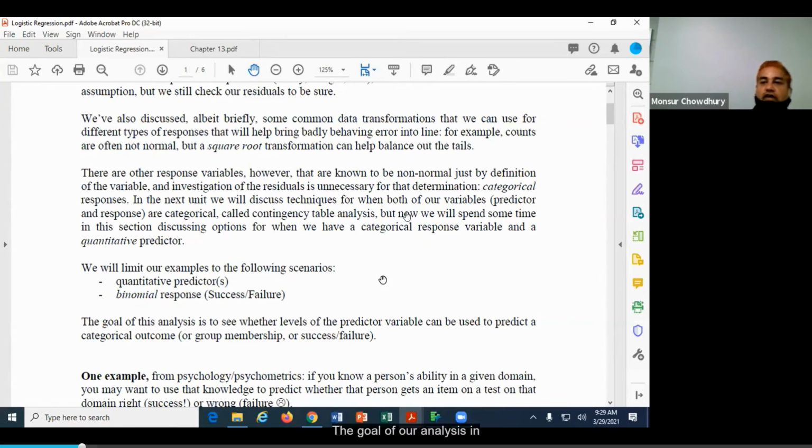Now, the goal of our analysis in this chapter is to know whether the levels of the predictor variable can be used to predict a categorical outcome, whether they fall in this category or the other category. As usual, we always try to predict, so we are going to make predictions based on our predictor variables. We would like to predict whether a categorical variable should take success or failure, or whether they fall in this category or that category.